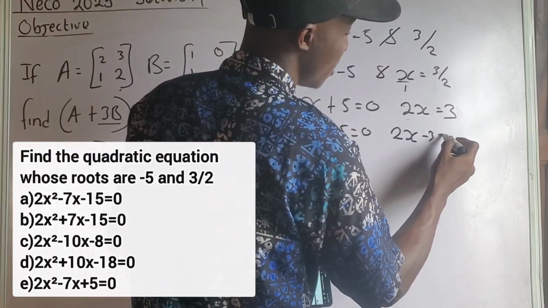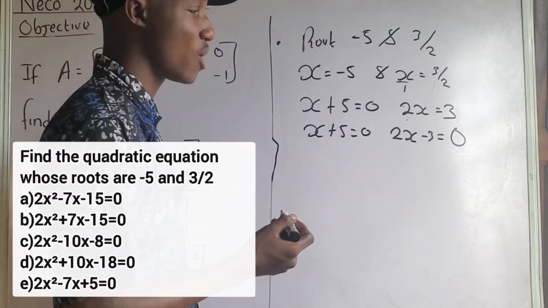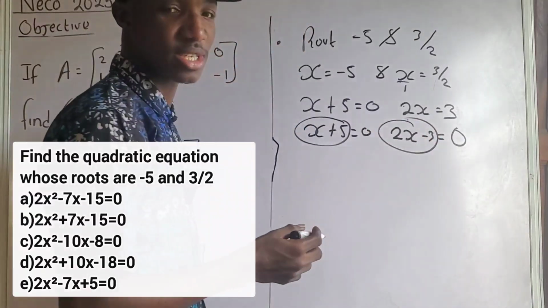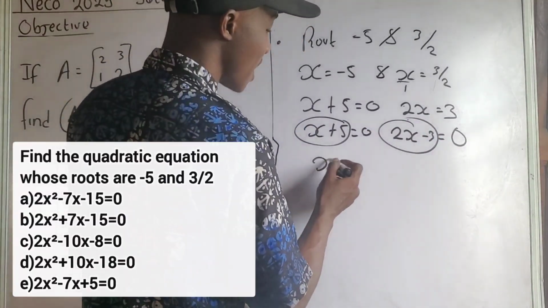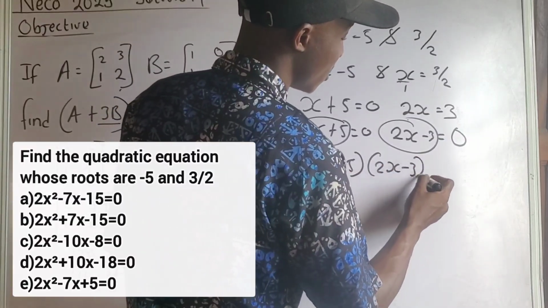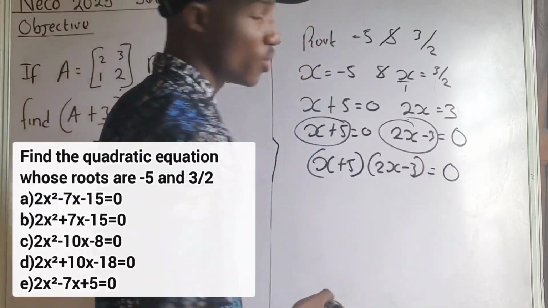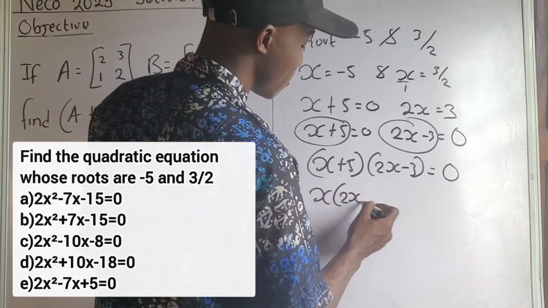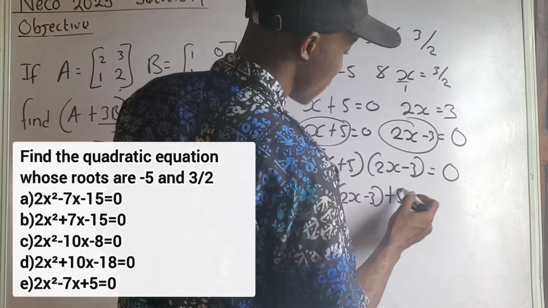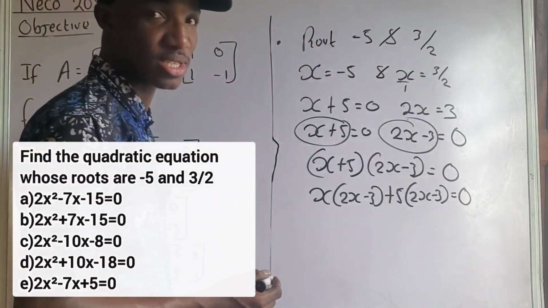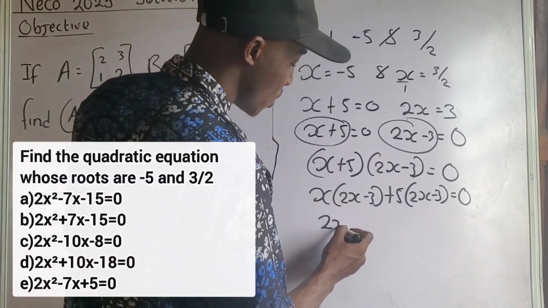2x minus 3 equals 0 as well. Now we are going to take the product of this and this to get the quadratic equation. So I'm going to have x plus 5 multiplied by 2x minus 3 equals 0. Do you understand? x multiplied by 2x minus 3 plus 5 multiplied by 2x minus 3 equals 0. x times 2x, that is 2x squared.